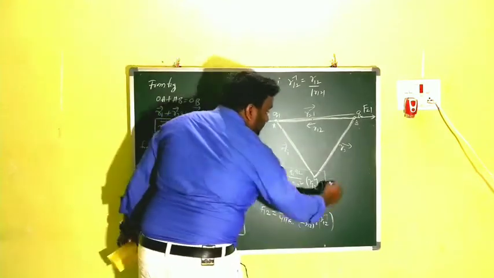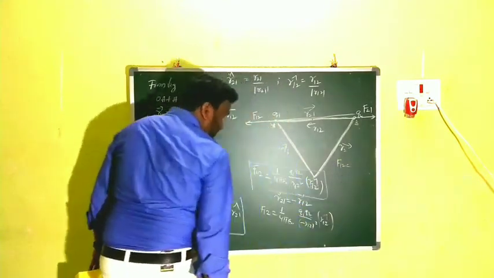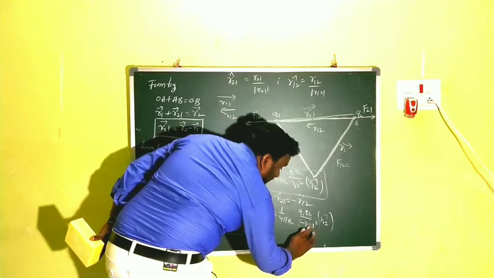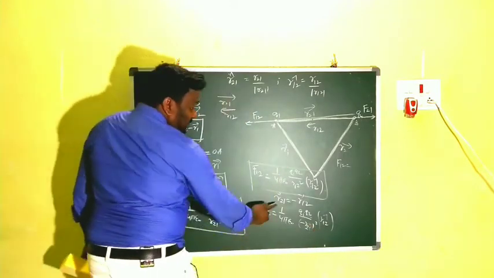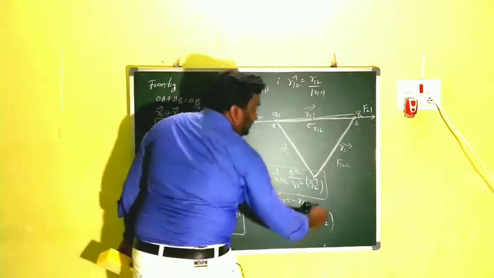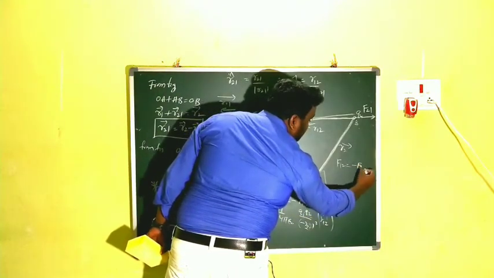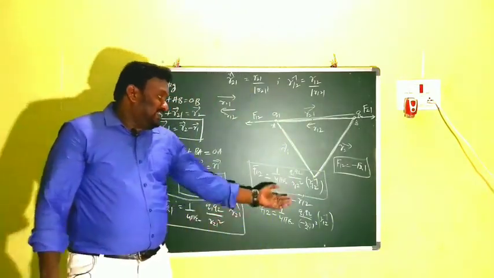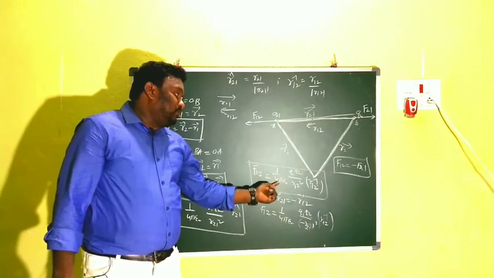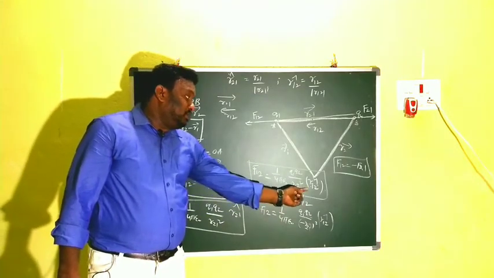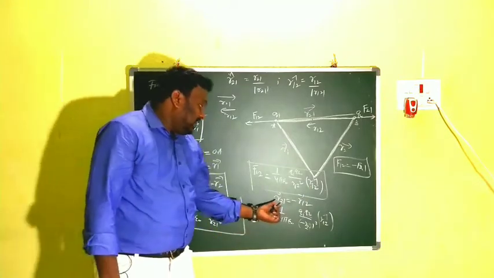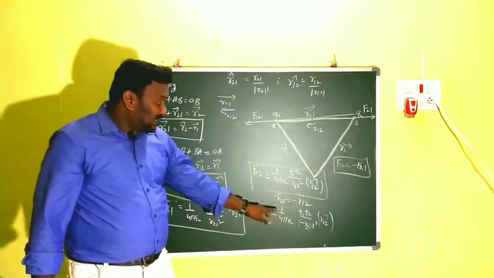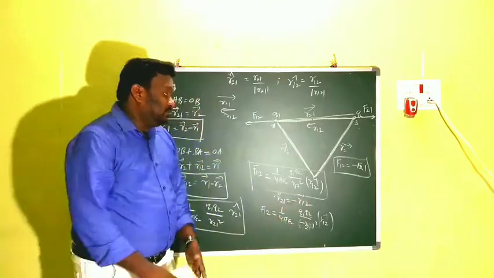That means what do we get? F12 is equal to, here instead of R12 I am writing R21. Since R12 is equal to minus R21, what do you get? F12 is equal to minus F21. Very good. Clear? I am substituting here: F12 is equal to 1 by 4 pi epsilon naught Q1 Q2 by R12 square into R12 cap. R21 is equal to minus R12, or R12 is equal to minus R21. So instead of R12 I am writing R21. No need to be confused here.